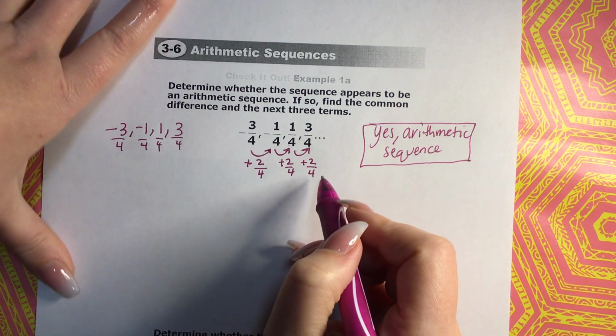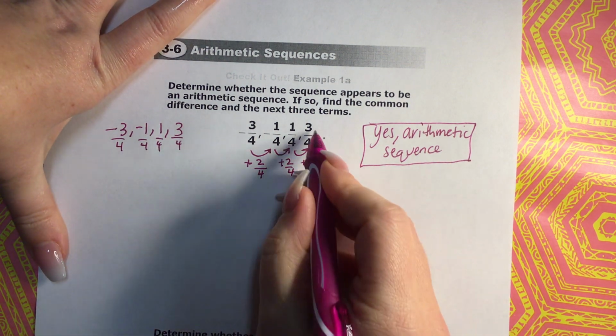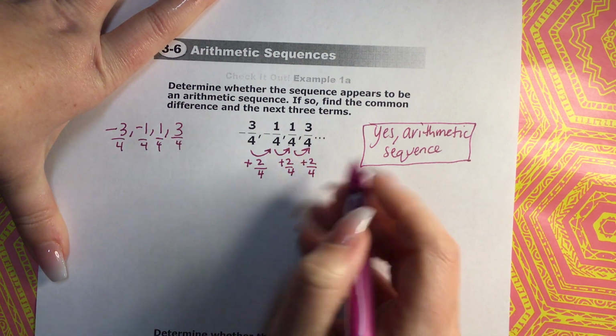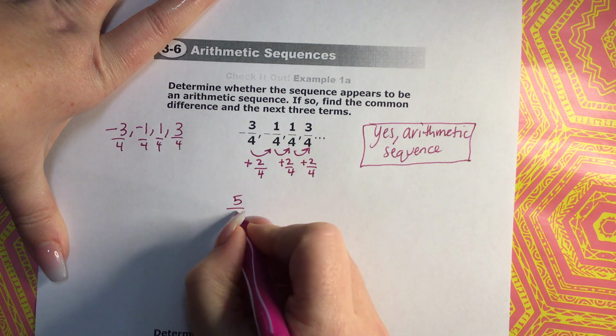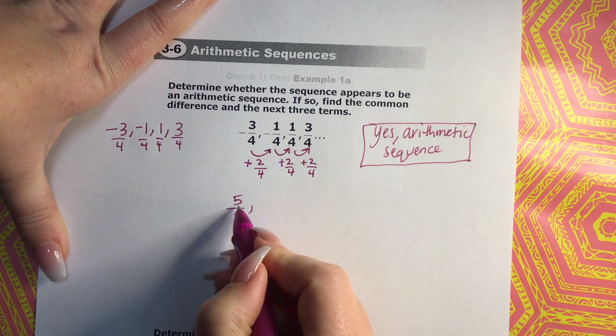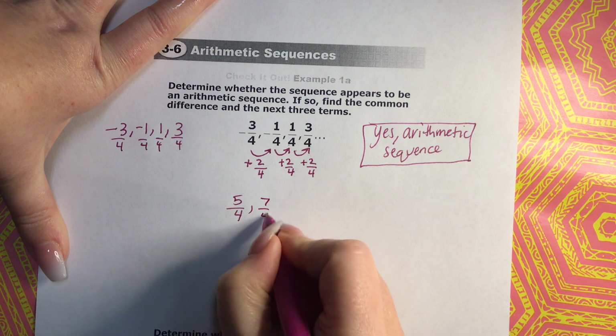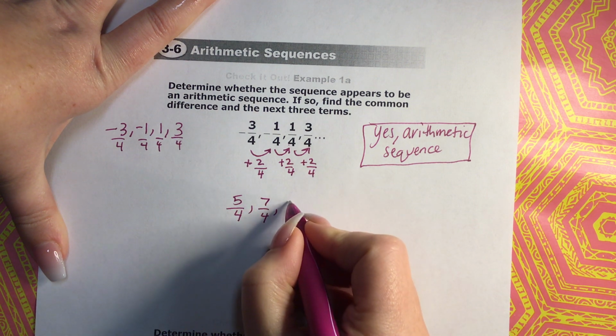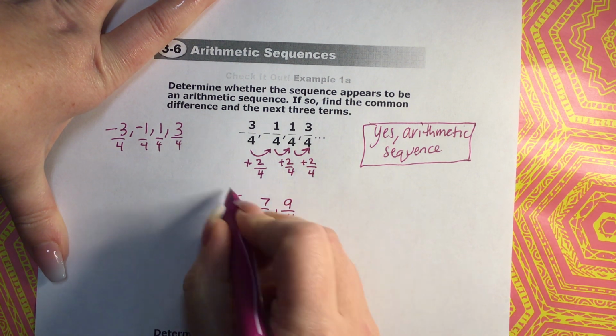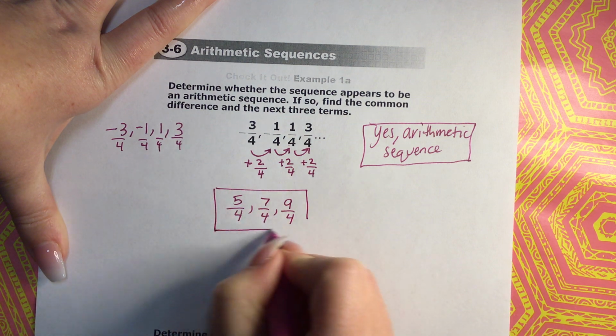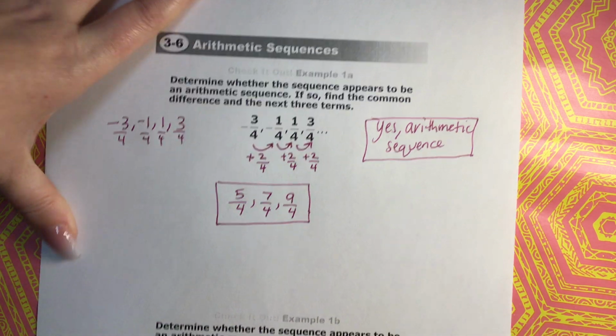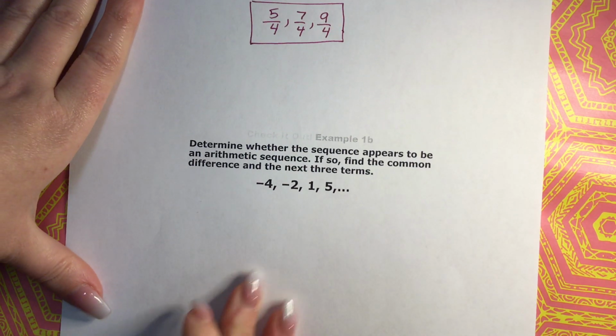Okay, but anyway, we need to come up with the next one. So the next one would be 3 plus 2, which would be 5/4. And then we would add 2 to that, which would be 7/4. And then we'd add 2 to that, which would make it 9/4. So those would be the next 3 terms. Perfect.